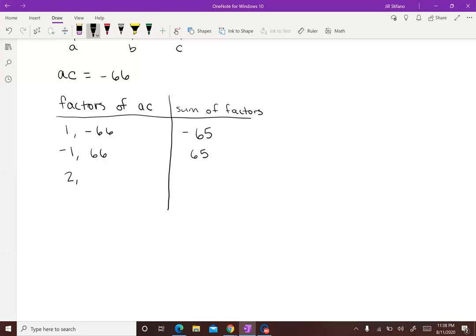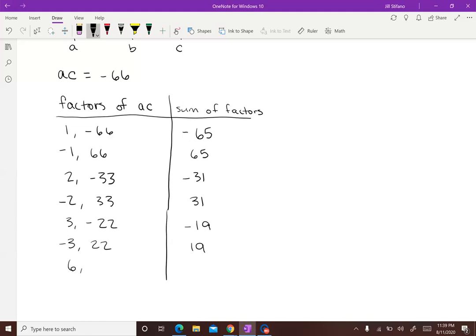Let's see, we also have 2 and negative 33. Those sum to negative 31. We could try negative 2 and 33. Those would sum to 31. Let's try 3 and negative 22. That gets us negative 19, which is what we want. Let's keep going and see if anything else would give that. We could do negative 3 and 22. That would give us 19.